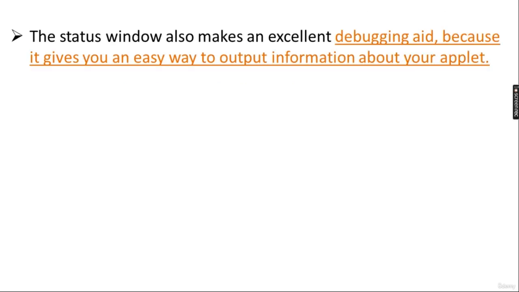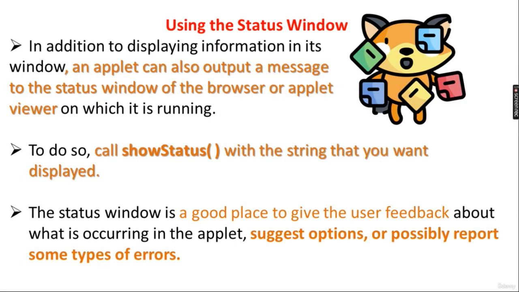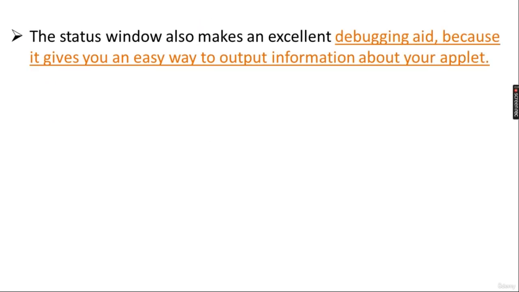The status window also makes an excellent debugging aid because it gives you an easy way to output information about your applet. So what is the current state, the current status of the applet? What is occurring in the applet, what should be suggested, and some types of errors are displayed in the status. So it is an excellent form of debugging aid.